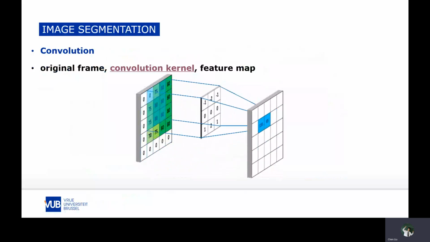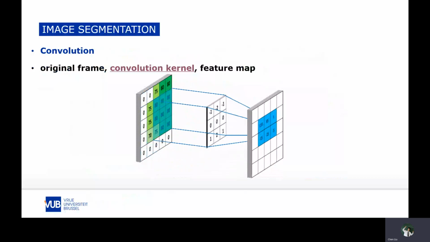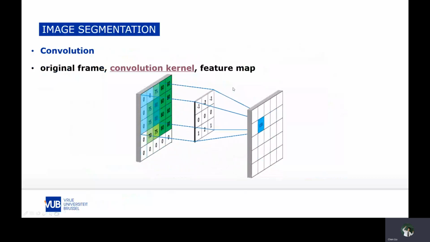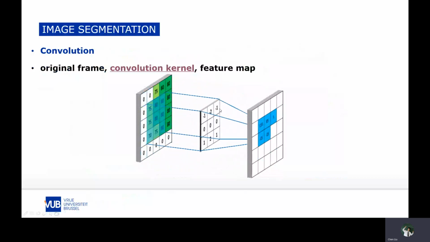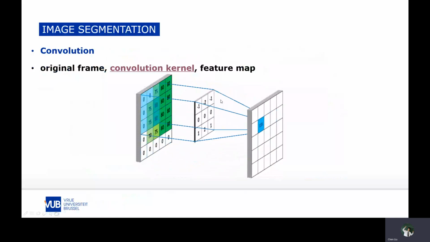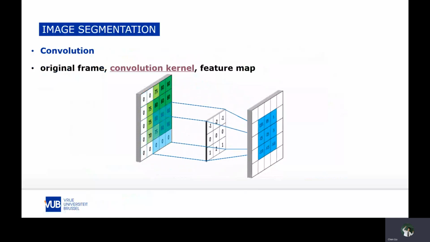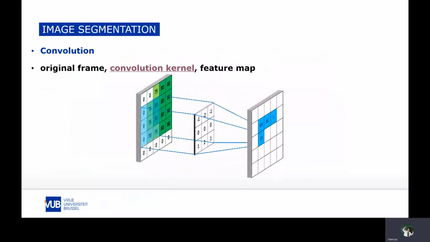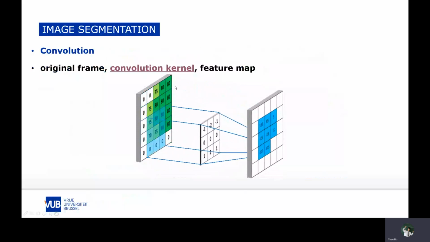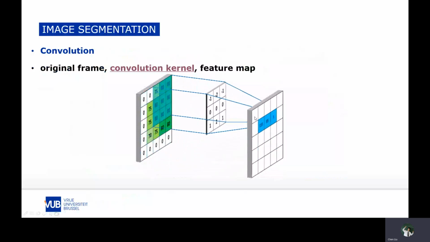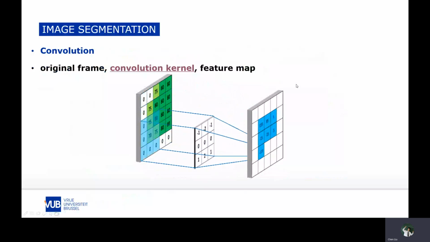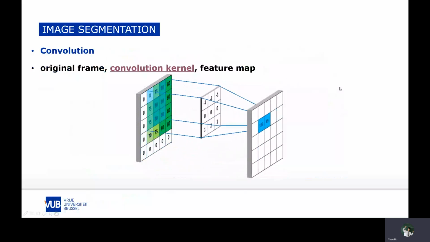Here we introduce the concept of the convolution kernel. You can see in the middle one. This middle one is the kernel. The convolution kernel has a weight matrix which extracts the information we want by giving different weights to different pixels. And this one is the original frame, this one is the convolution kernel, and this one is the feature map. What we want is the feature map.